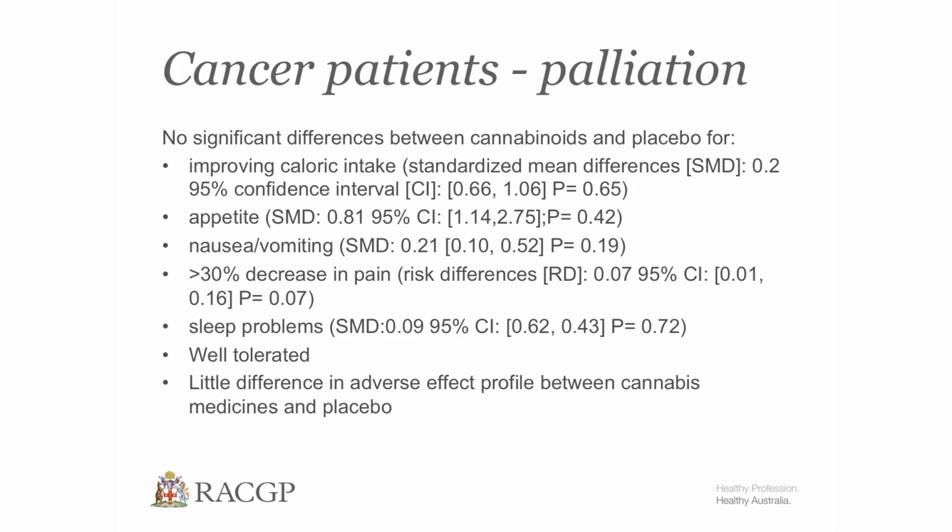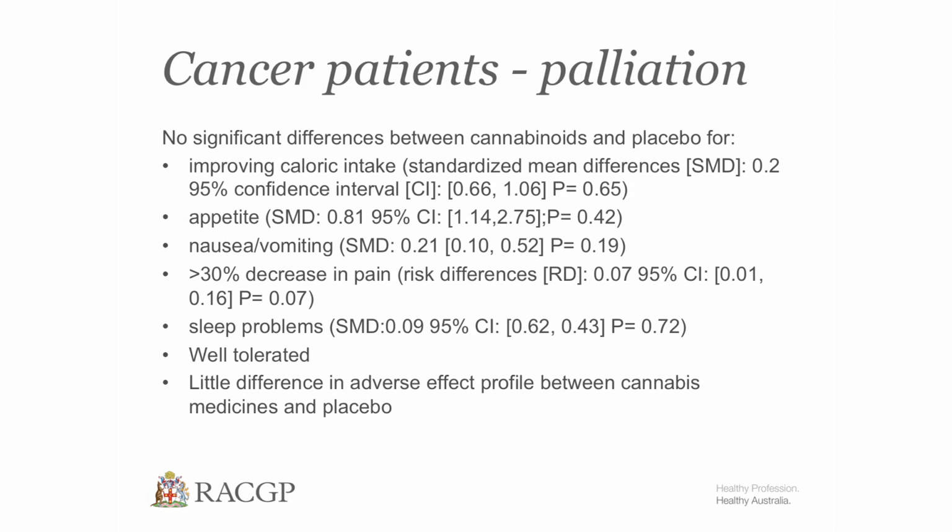And this is the problem that I'm talking about, where there were no differences between cannabinoids and placebo for improving caloric intake. So we would really expect that to have worked. You know, everyone knows somebody who did something at uni and got the munchies. But when we look at it in clinical trials, we're not seeing that huge improvement in appetite. We're not seeing a huge difference in nausea and vomiting. We're not seeing a big difference in pain. We're seeing a trend towards it helping, but not a statistically significant effect. But we do know it's fairly well tolerated, and we're not seeing a huge number of adverse events.